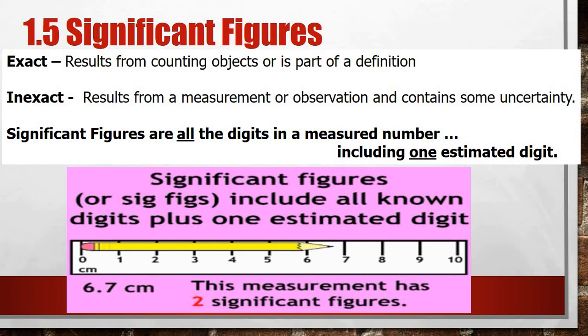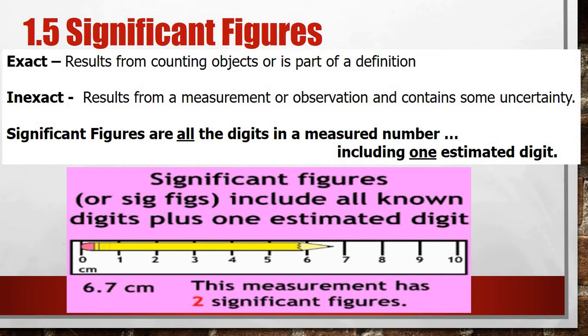Okay, we're going to start with 1.5, significant figures. We've got exact and inexact. The exact is the result of counting objects or as part of a definition, like I have 5 people, I can't have 5.5 people. Inexact is a measurement or observation that contains some kind of uncertainty.